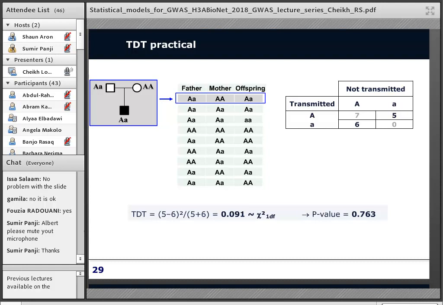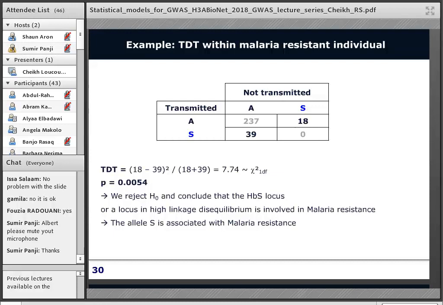For example, here it is just the second diagonal that will contribute to the test: (5 minus 6) squared divided by 5 plus 6. And this is 0.09 distributed as chi-square 1, and it corresponds to a p-value of 0.76, which is not significant. So here we can say that we don't have association between the SNP and the disease here.